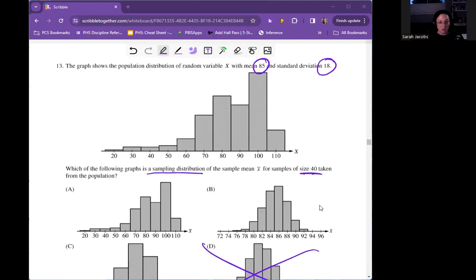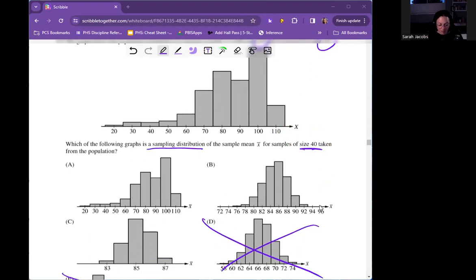For sampling distributions, if the sample size is greater than 30, we can expect a roughly normal sampling distribution. So looking at what we have left, A, B, and C, A is not roughly normal. So let's take that out too. C and B are both roughly normal, so that's okay. So the big difference then is what to do about the standard deviation.